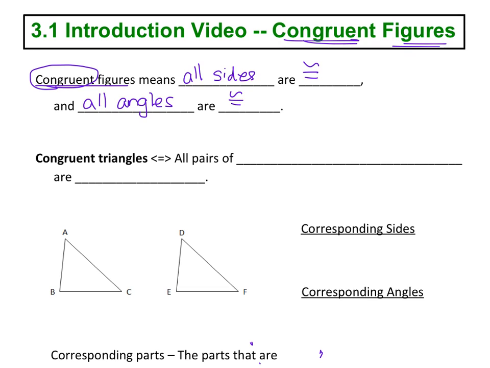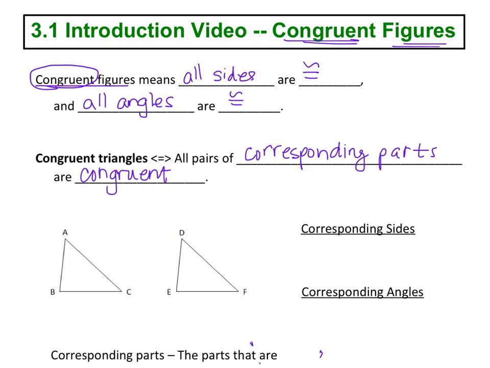So if you have congruent triangles, that means that all pairs of corresponding parts, so you can go ahead and write this in with me, parts are congruent. So what we mean by corresponding parts, you know, a set of sides, a set of angles. Here we have two triangles. We got some corresponding parts to fill in.